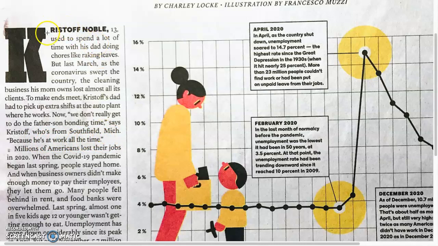So there we found out that it was about Christoph, his mom and his dad, and we found out that his mom lost almost all her work because she used to have a cleaning business, and the cleaning business she owned lost all the people that used to pay her to do their jobs. So then Christoph's dad, what did he have to do? Because of that, he had to pick up extra shifts. That means extra work at the auto plant where he works. Auto plant's like a place that makes cars, automobiles. And now it says we don't really get to do the father-son bonding time. That means that Christoph and his dad don't get to, bonding time is like when you hang out with your dad, play around, and bonding means like to get closer to each other.